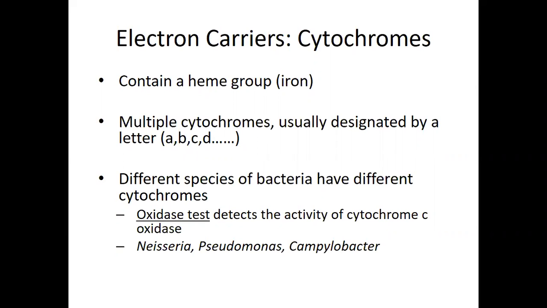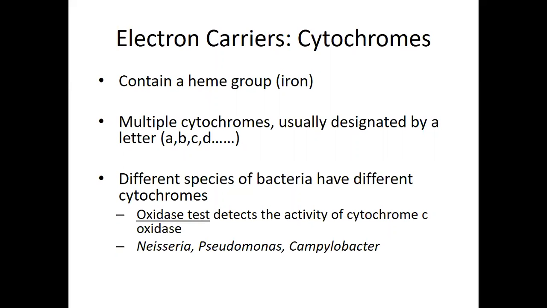All right, so multiple cytochromes. This is my type of labeling, using the alphabet. I like to keep it simple, right? Different species of bacteria have different cytochromes present. For example, the oxidase test detects the activity of cytochrome C oxidase. Now, some of your cells also have cytochrome C oxidase, but not all bacteria do. So you guys should have done an oxidase test.